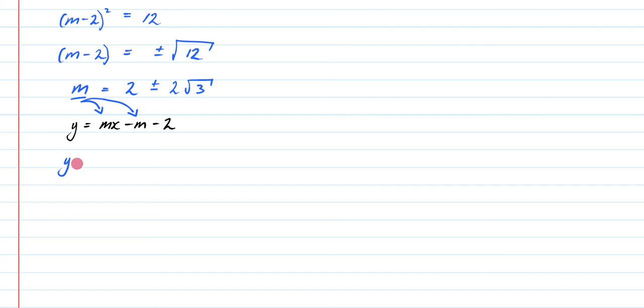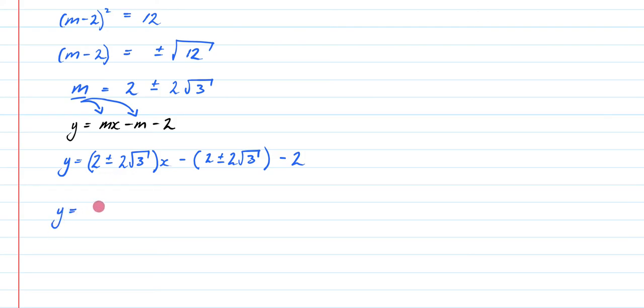So I'm going to get y is equal to 2 plus or minus 2 the square root of 3. Don't forget your brackets here. X. And I'm also going to get minus brackets 2 plus or minus the 2 square root of 3, close my brackets, minus 2. Okay, so now you've got two options. I know for one of my lines I'm going to get the plus, and for the other one I'm going to get the negative. So let me do my positive one first.